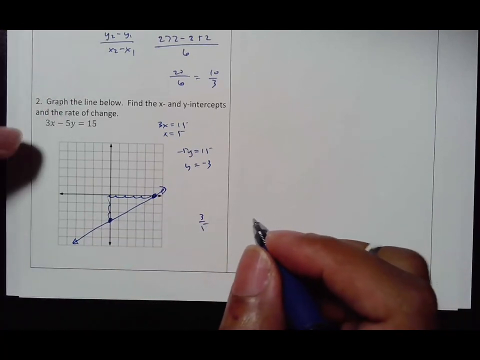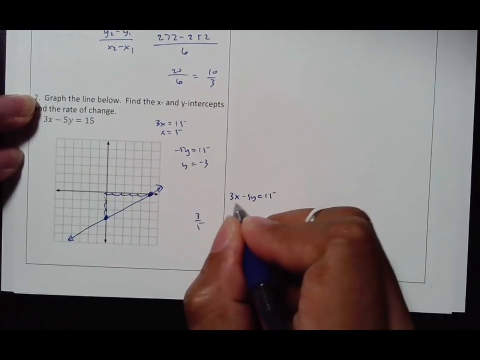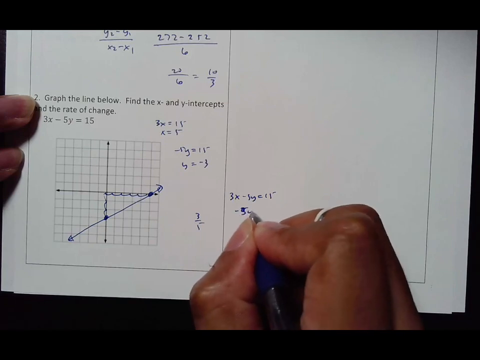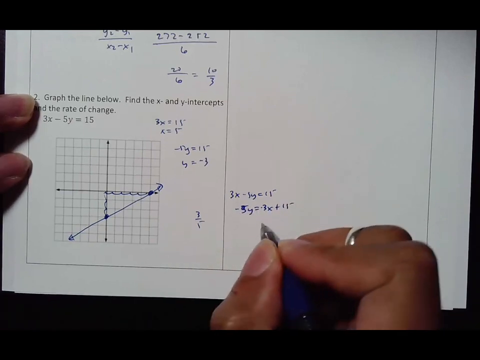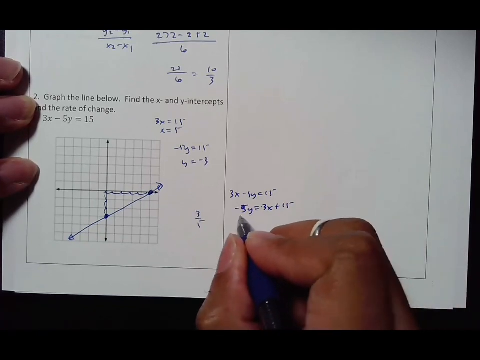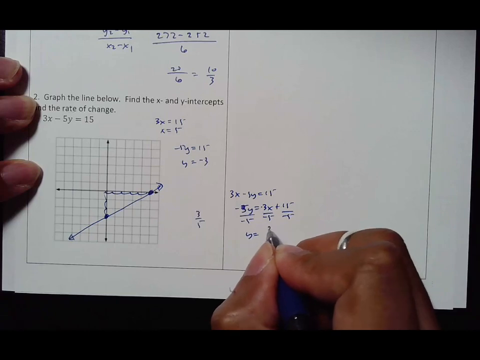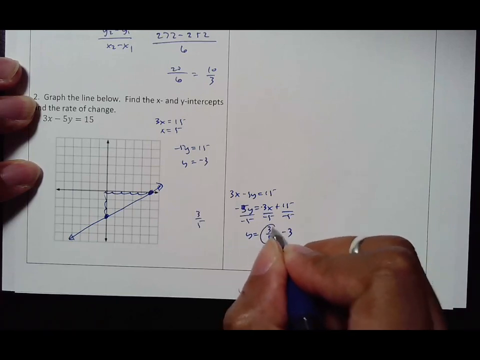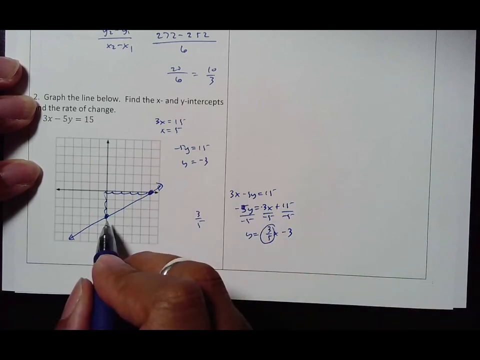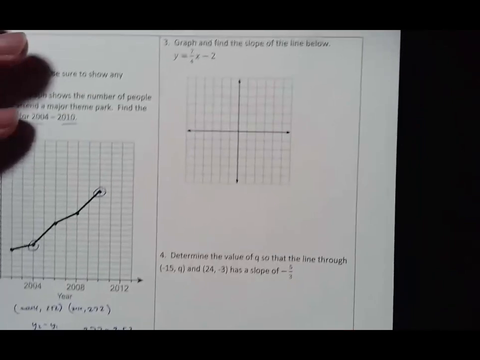Or you could actually solve for y, which means you do 3x minus 5y equals 15. You move your 3x, making negative 5y equals negative 3x plus 15. You would then divide everything by negative 5, getting y equals positive 3/5 x minus 3. And again, there is your 3/5, which is your slope, and your y-intercept, which is your negative 3. So all of that is possible. Just make sure, again, you practice that.